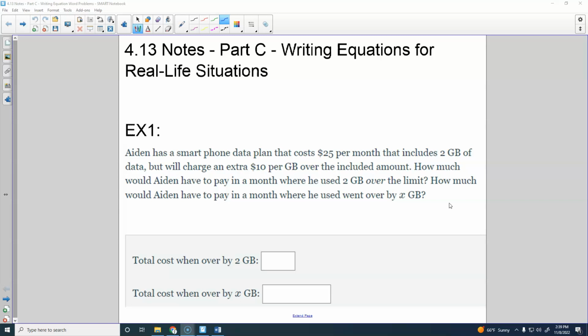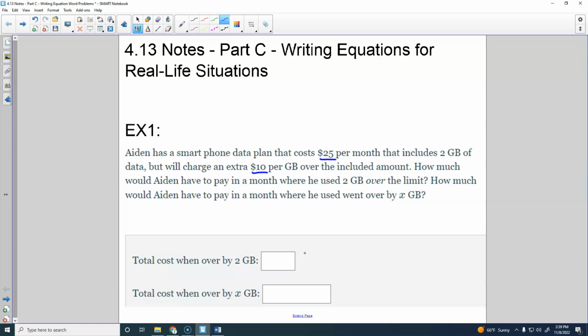The first one is going to ask you to figure it out like you're just plugging a number in, right? So we know he is charged $25 per month and then $10 for every gigabyte that he goes over his limit, right? So if he goes over by 2 gigabytes, what would we do there? How would we figure that out?